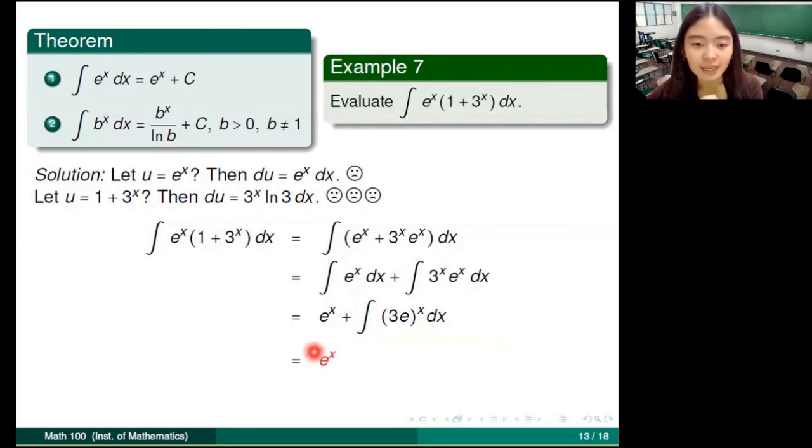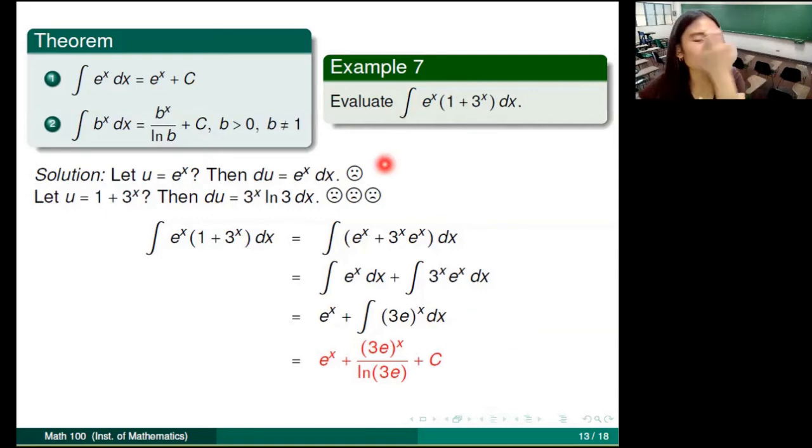So therefore, we get e raised to x plus, using the formula, ang b natin ay 3 times e. So magiging (3e) raised to x over ln of 3 times e. And then this is an indefinite integral, so don't forget plus c. That is our final answer.